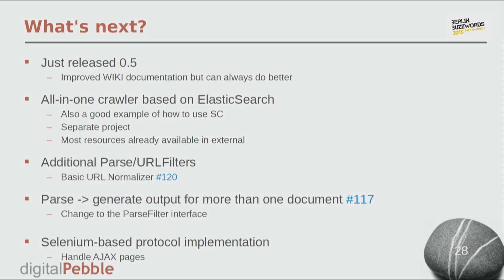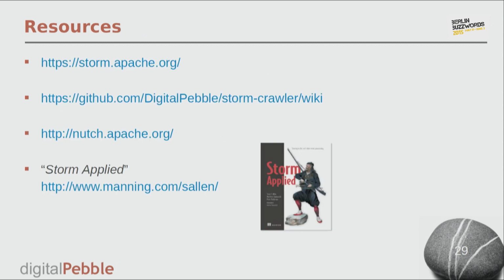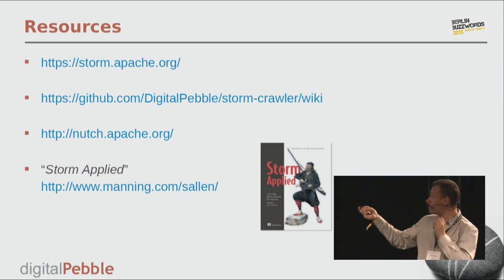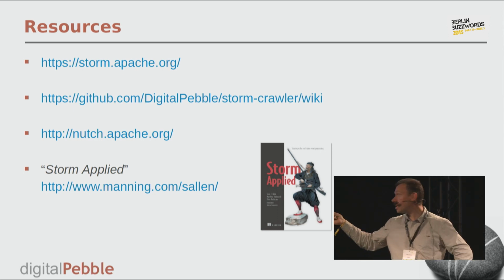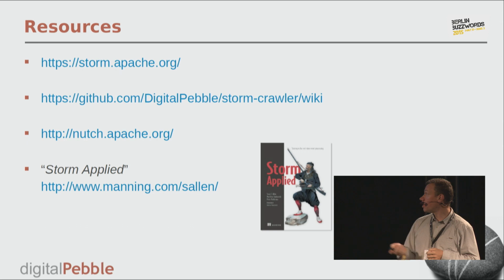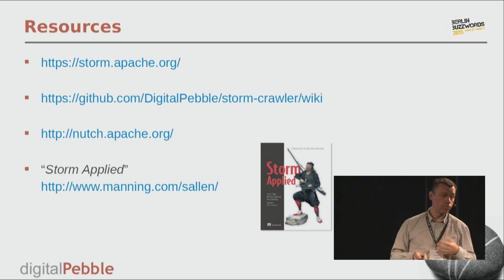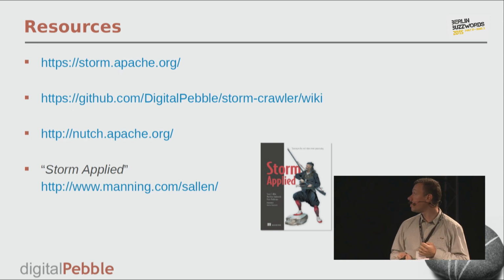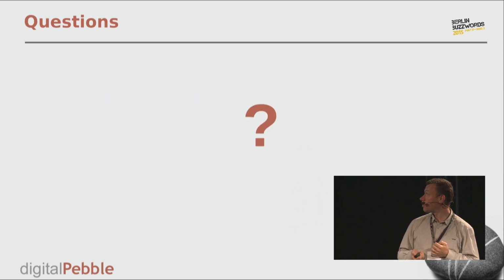One thing that will certainly happen is to have a Selenium-based protocol implementation so that we can deal with these pesky Ajax pages. That's it, a few resources. There's a very good book published by Manning on Storm, which really helped me understand it better. Otherwise, the project is on GitHub, and there are links for Storm and Nutch as well.